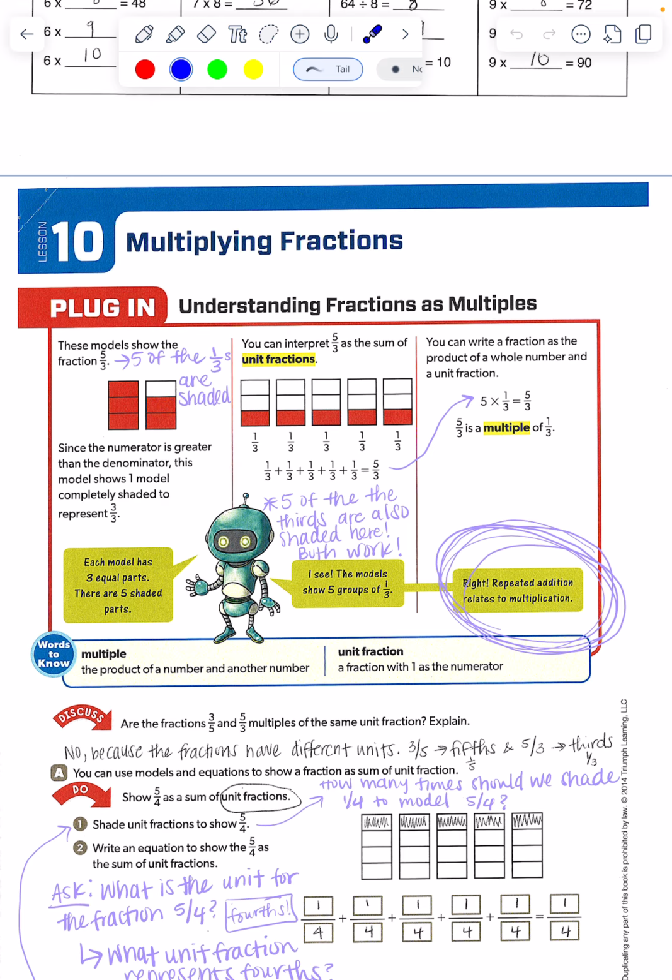Another way that we can show 5/3 is as the sum of unit fractions. So 1/3 plus 1/3 plus 1/3 plus 1/3 plus 1/3 gives us 5/3. And then the last way that we can represent 5/3 is by saying that 5 times 1/3 is equal to 5/3, right? So we know that repeated addition is related to multiplication. So instead of saying 1/3 plus 1/3 plus 1/3 plus 1/3 plus 1/3, you can say 1/3 times 5 or 5 times 1/3, okay?